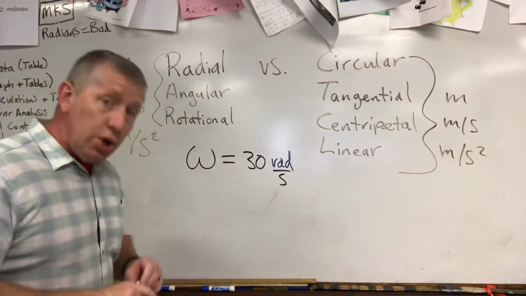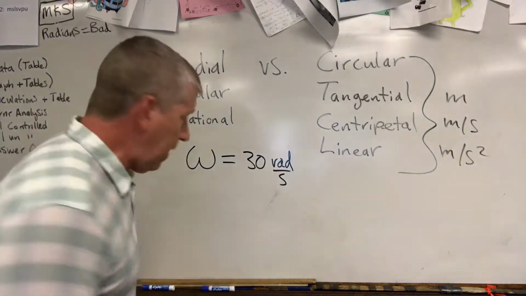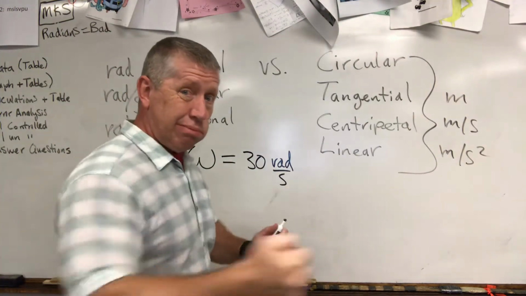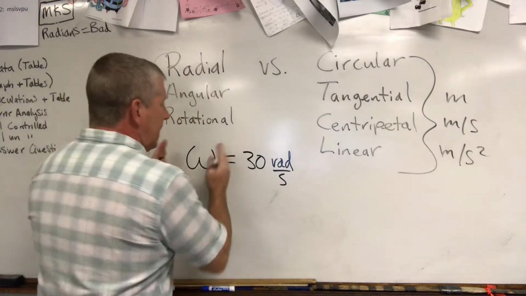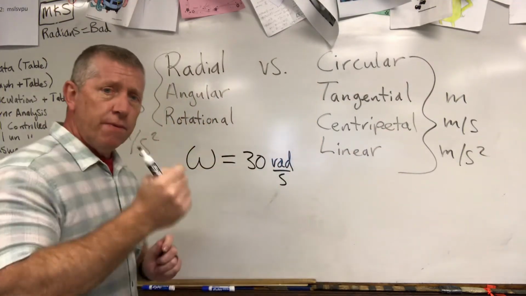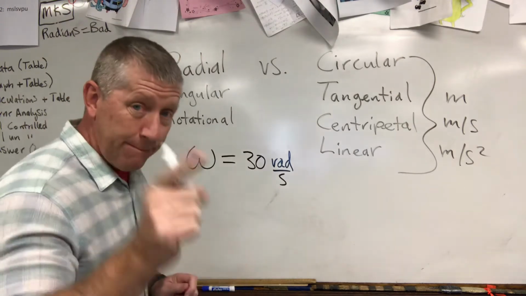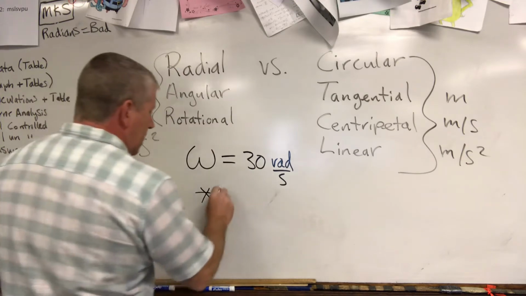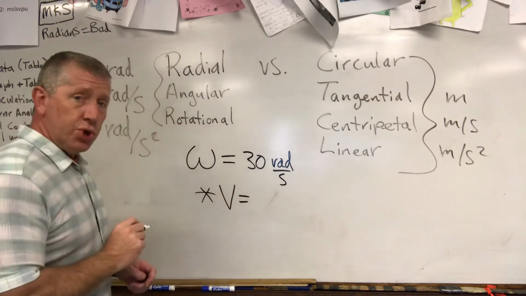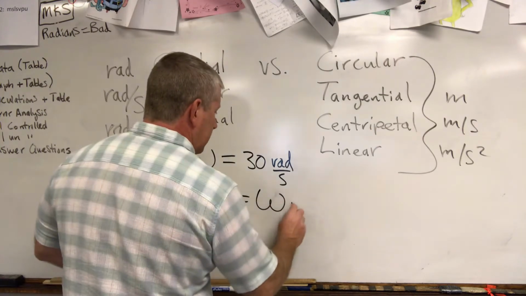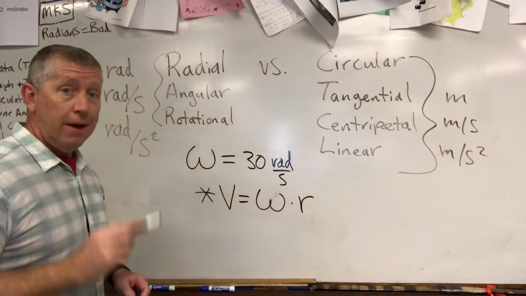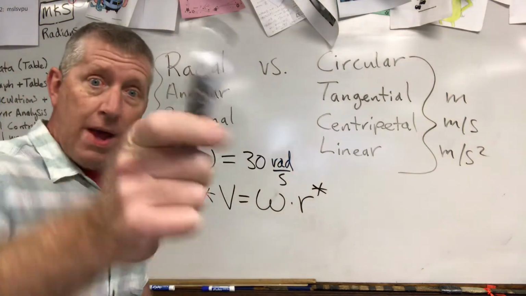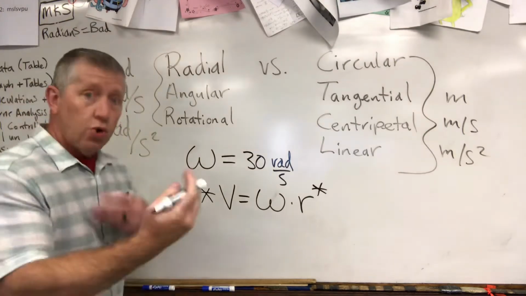So what we need is a gear shifter between the radian and the meter. How can I convert from one to the other? Here we go. Important equation. Velocity is equal to omega times r. That is the gear changer equation.